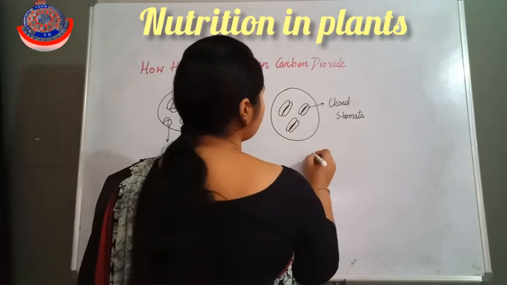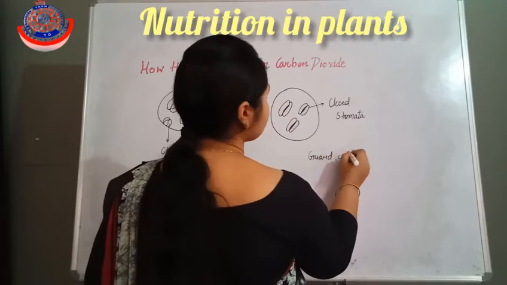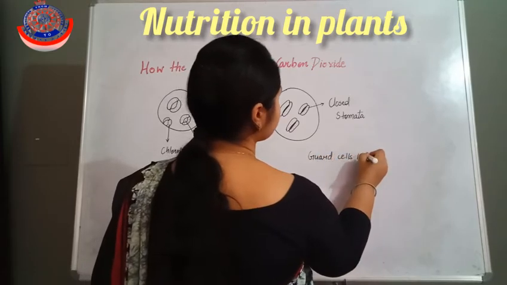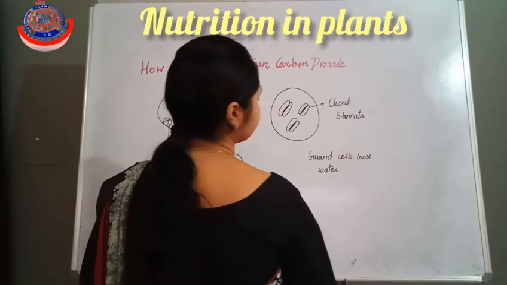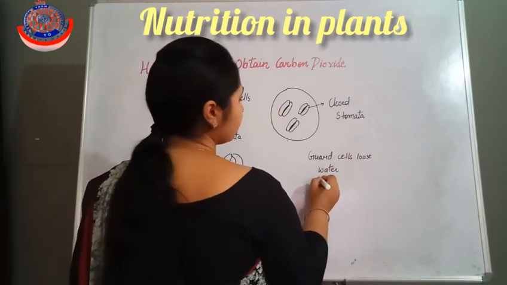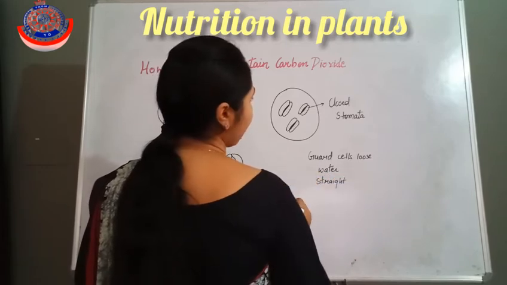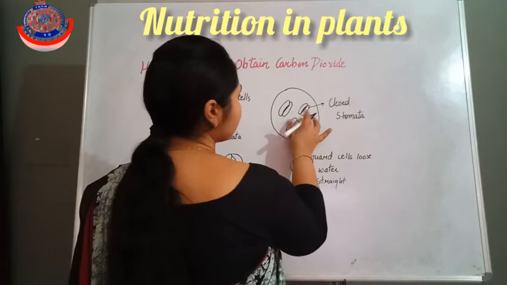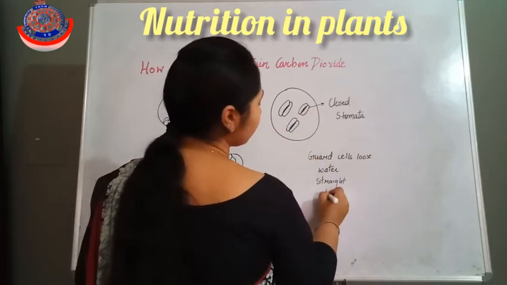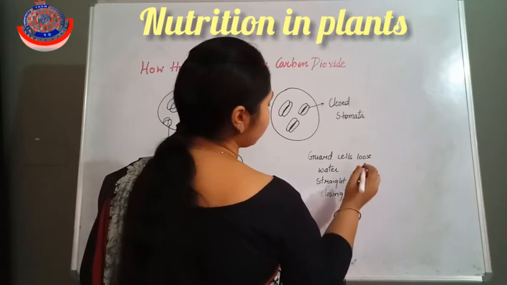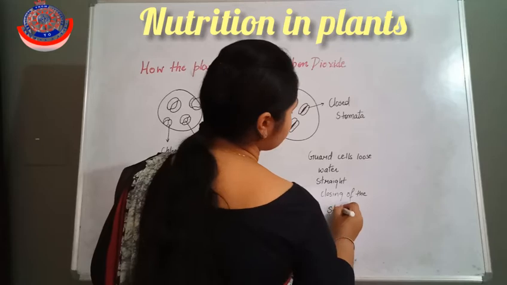When the guard cells lose water, they become straight, and when they become straight, like you can see here, they are responsible for the closing of the stomatal pore. Closing of the stomatal pore.